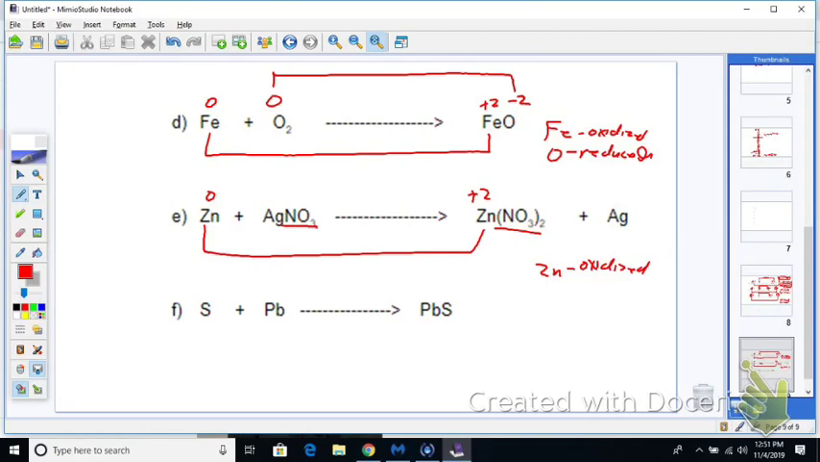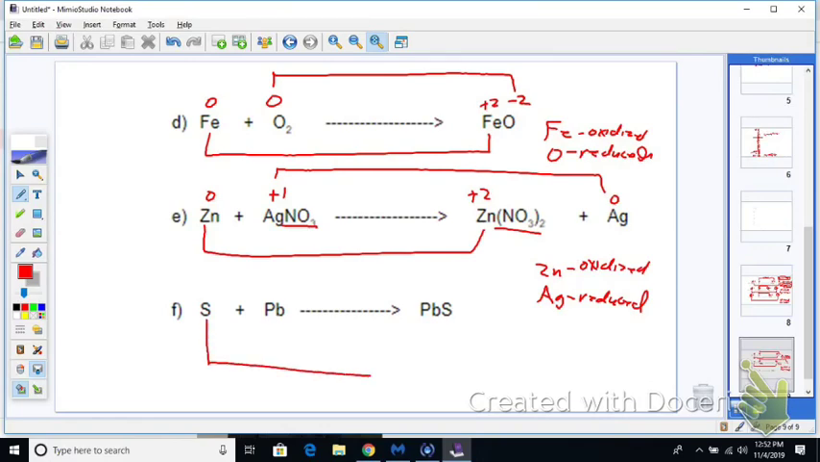Okay? Ag goes from plus 1 to 0. So it lost or it gained an electron. So silver is reduced. Last one. S goes from 0 to minus 2. So S is reduced. Goes from a 0 to a plus 2. Oxidized.